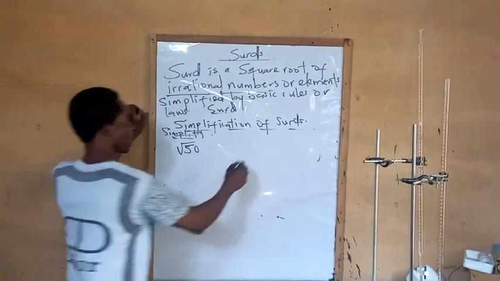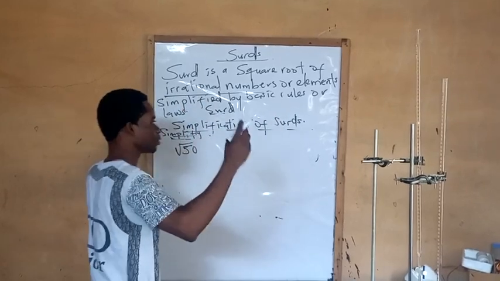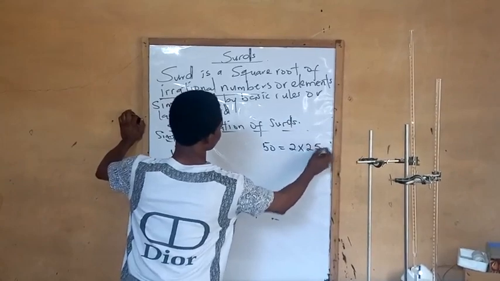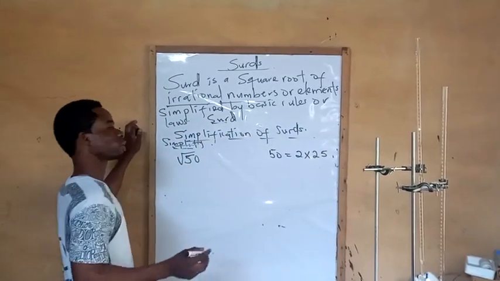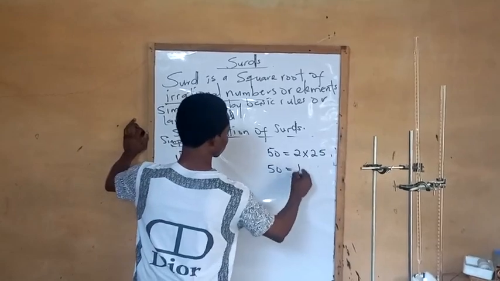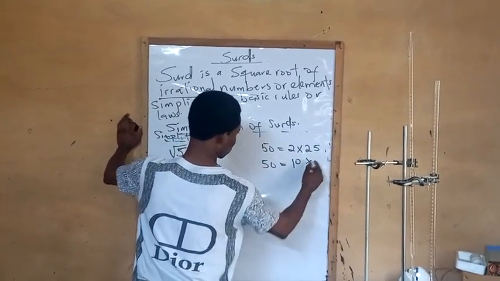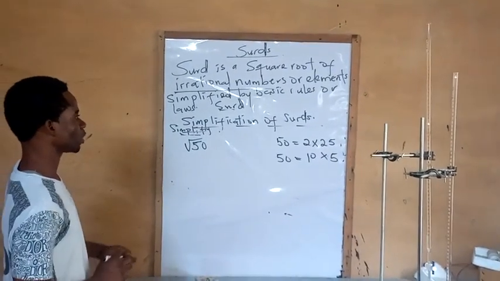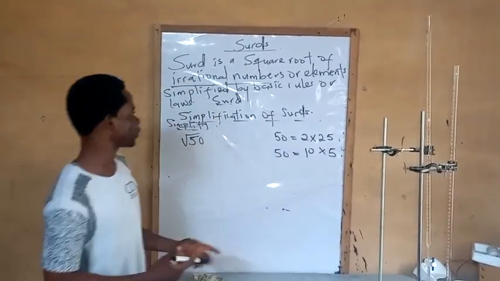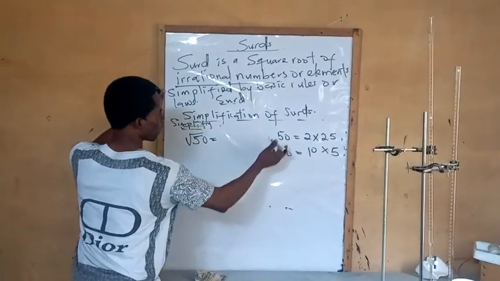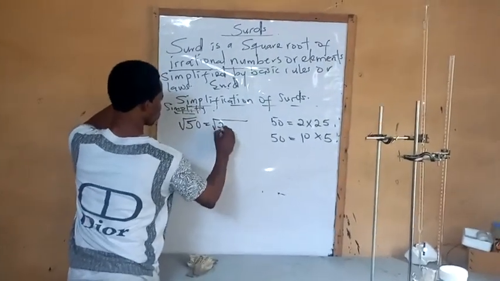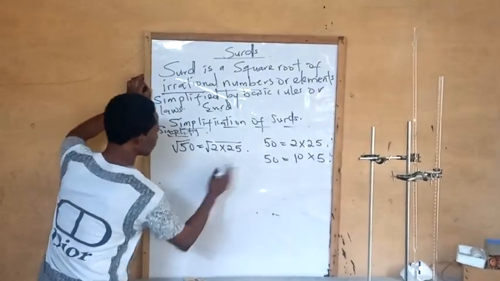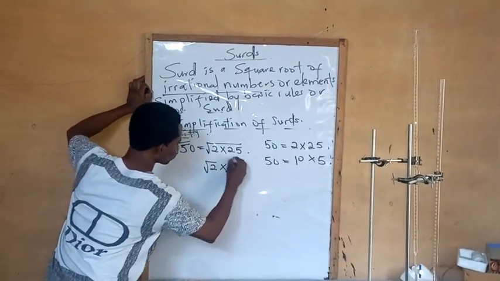How can I multiply two numbers together that will give me 50? We have 2 times 25, and what again? 10 times 5. 2 times 25 and 10 times 5. Those are the two ways through which I can have 50 as a whole. So if I do 2 times 25, you can now split it and say square root of 2 times square root of 25.